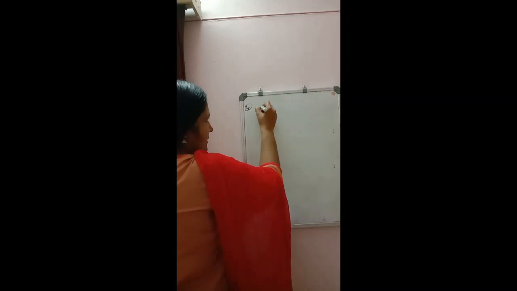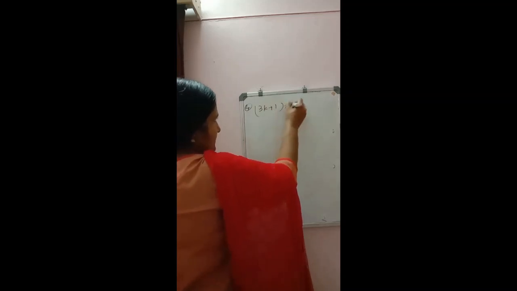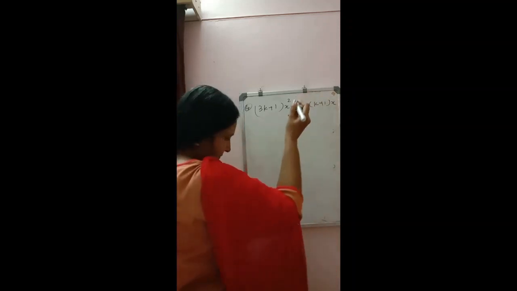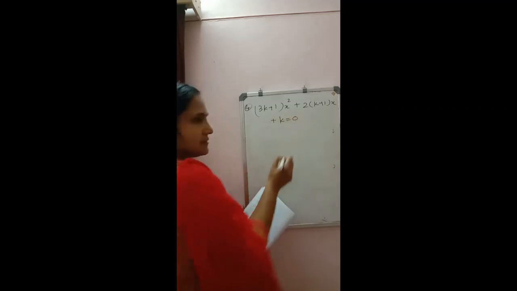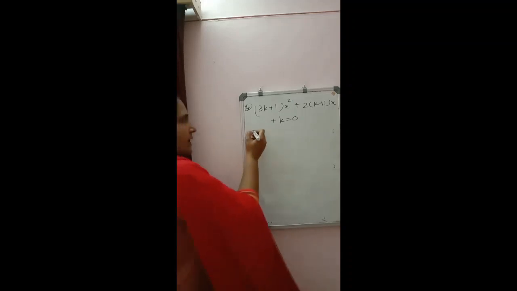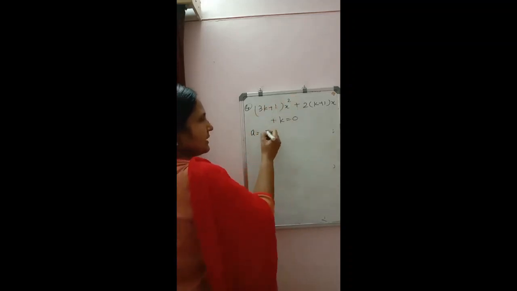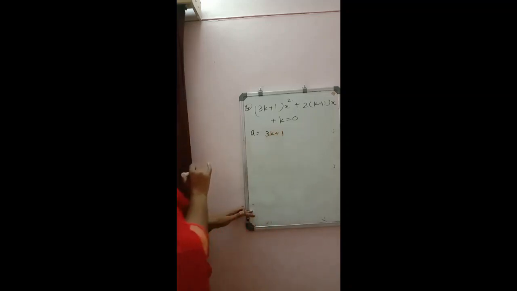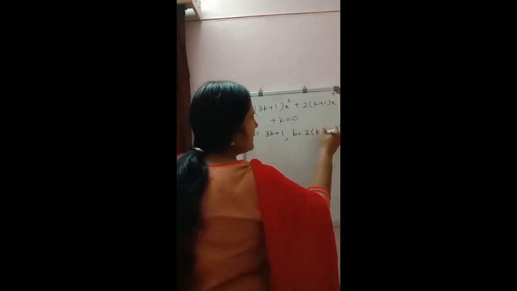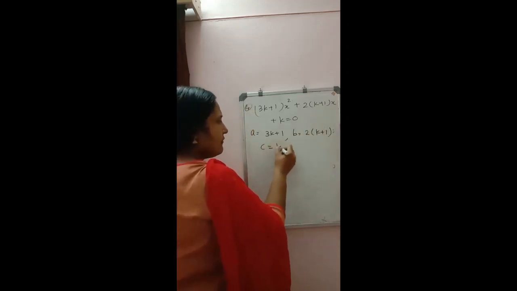Question number 4. It is 3k plus 1 into x square plus 2 into k plus 1 into x plus k is equal to 0. Again condition is same, real and equal roots. So you all can write down what is the value of a, b and c. a means coefficient of x square. Here 3k plus 1, this expression is multiplied by x square. So in place of a we have 3k plus 1. In place of b we have 2 into k plus 1, and in place of c we have k.